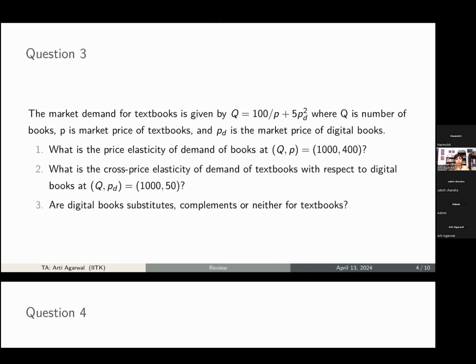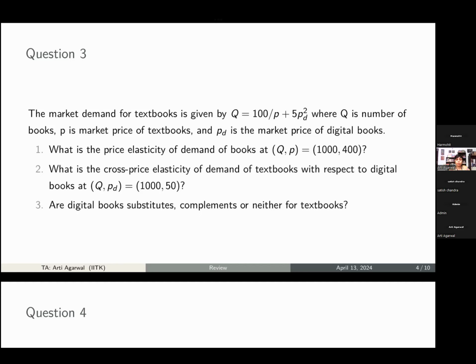Complements is when you want to consume both the goods together. So if you want to increase consumption of tea, you also increase consumption of sugar. If you lower consumption of tea, you also lower consumption of sugar. That is complements. But tea and coffee are what? Substitutes, right?